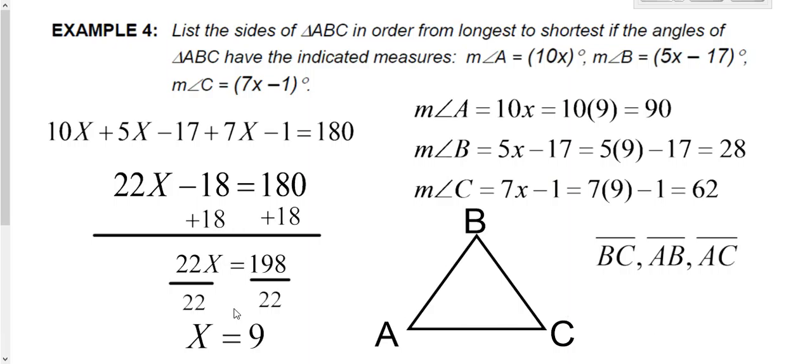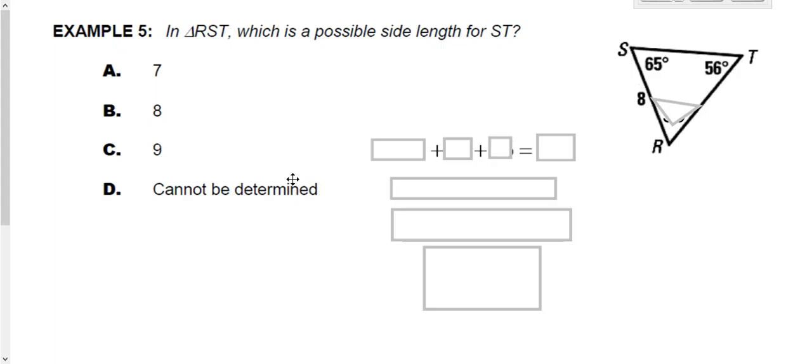Not too bad. Just pause the video whenever you need to. I'm going to go to the next example now. This one you got to do a little more thinking. It says in triangle RST, which is a possible side length for ST over here. So I'll put a little question mark here. So one of these, or not, can't be determined, is a possible. It doesn't mean it is a side length, but is possible.